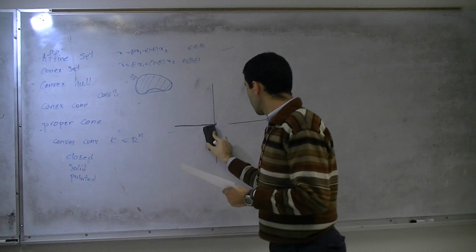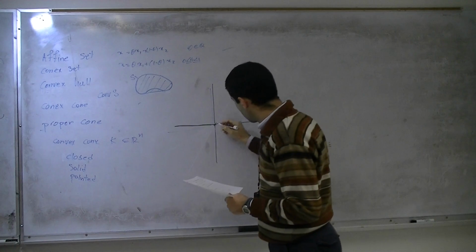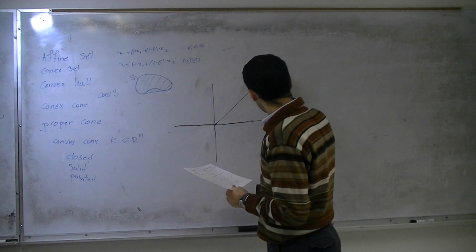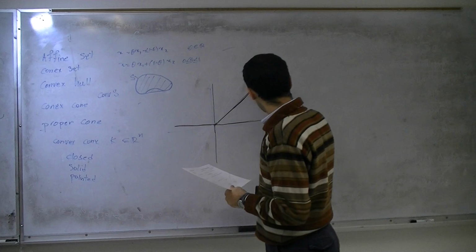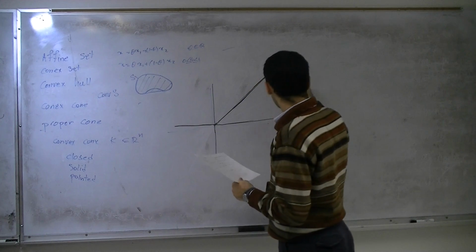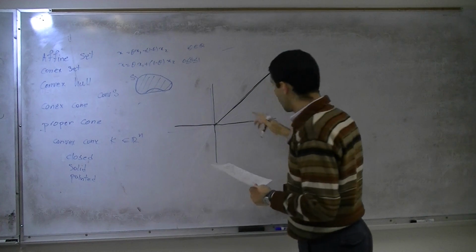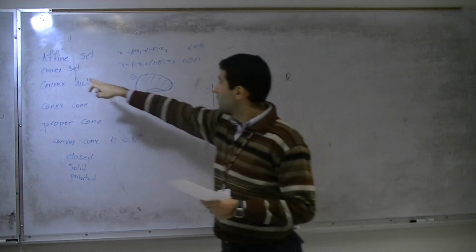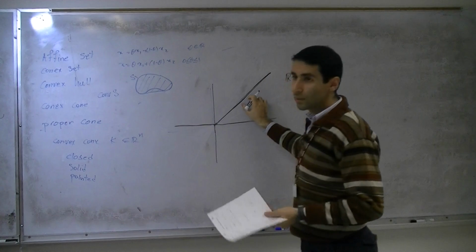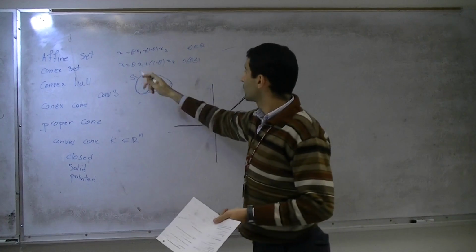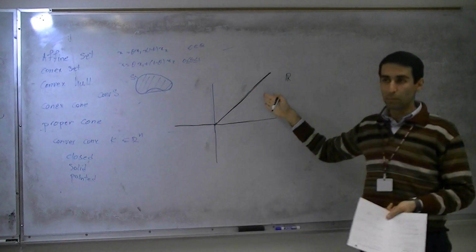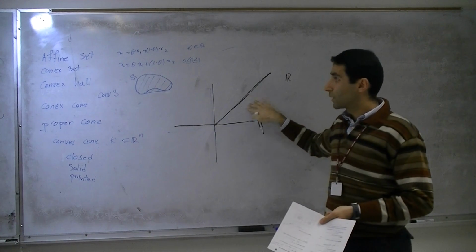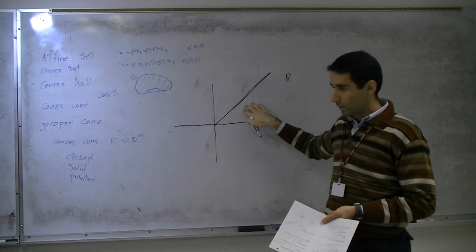I have, for example, this line in the R. Is it a proper cone or not? The definition of the cone says if we have 2 points in this line, any combination of these 2 points is supposed to belong to this line. Okay, therefore this is a convex set.